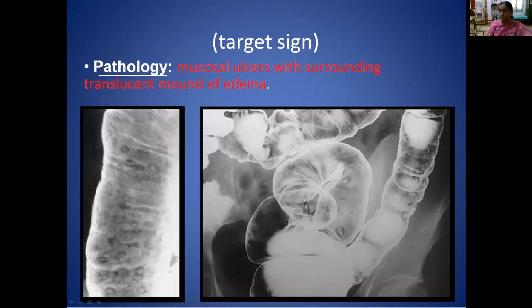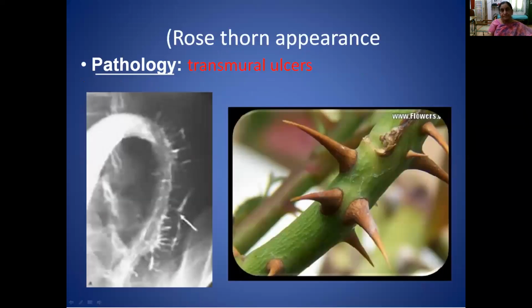I'm not using the mouse because it is obstructing the movement of the slides. You can see on the right field particularly the ulcerations and the edema around. That is called the target sign. This is the rose-thorn appearance, particularly seen in Crohn's with transmural ulcerations. Because ulcers are very deep and pass through the width of the intestine, barium enters into them, and you can see on the right side very clearly a thorn-like appearance.